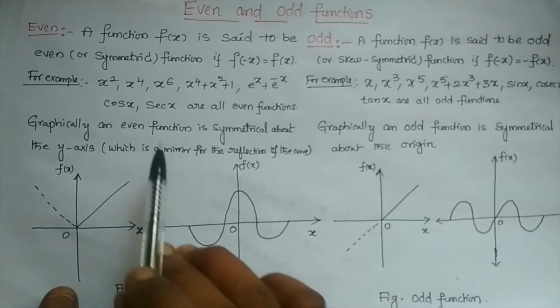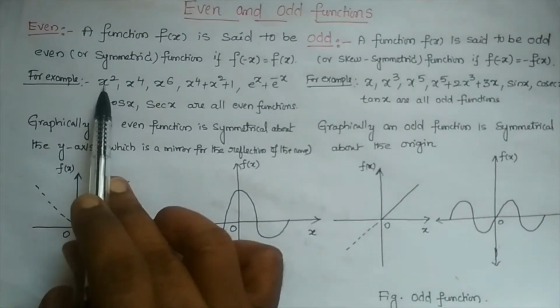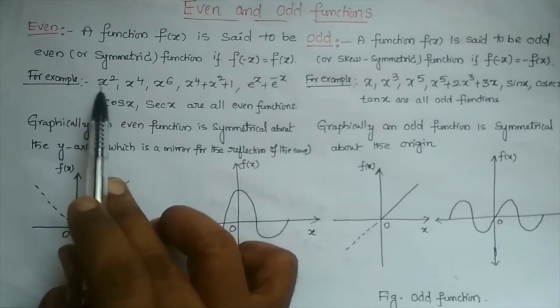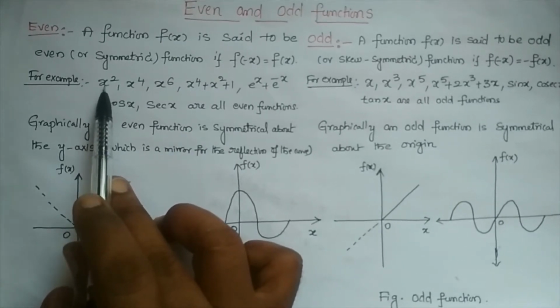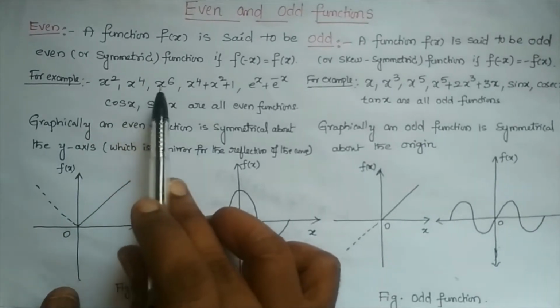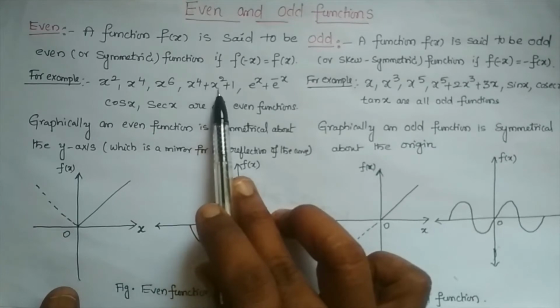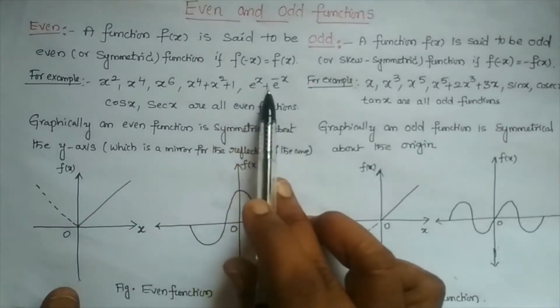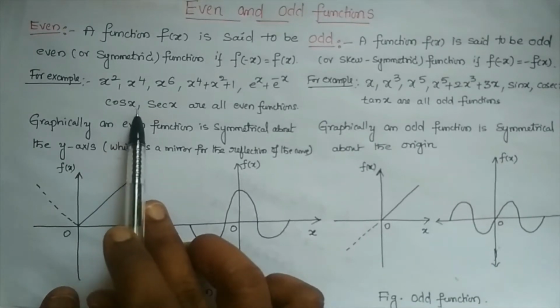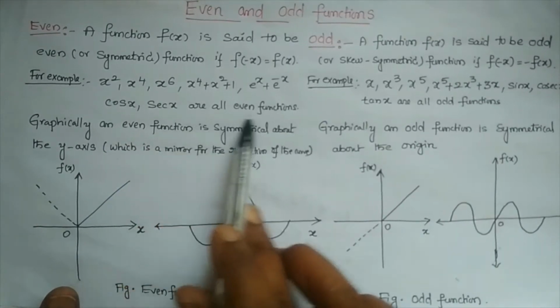Suppose we take some examples, x square. Here x is replaced by minus x, so again it will come x square only. Minus x whole square is equal to x square. Similarly x power 4, x power 6, x power 4 plus x square plus 1, and e power x plus e power minus x, and cos x, secant x are all even functions.